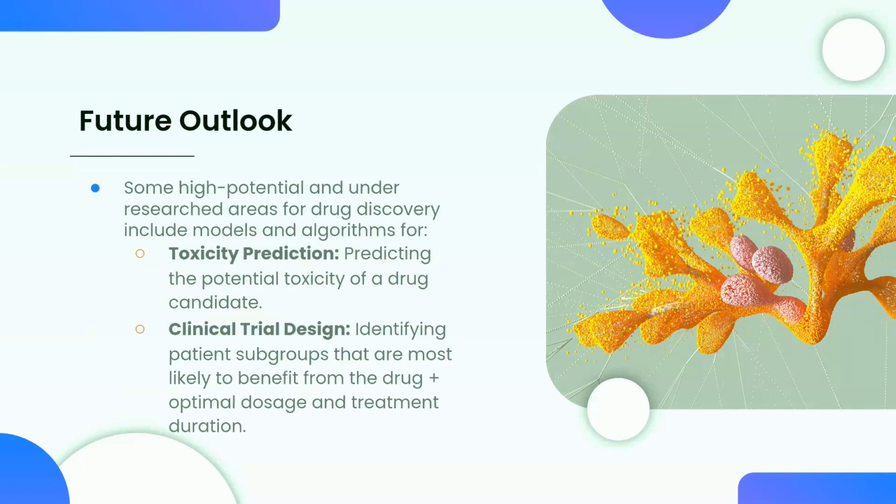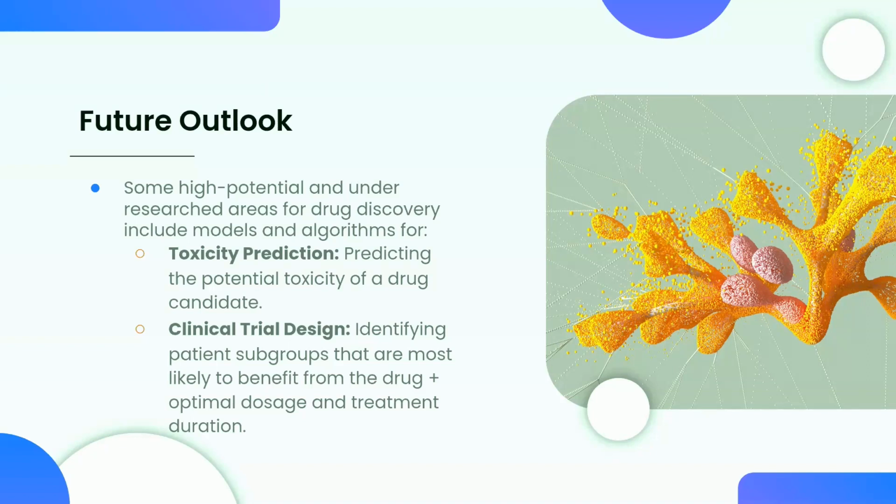and there's still plenty of work. So some of the high potential and under-researched areas for drug discovery, in my opinion at least, is developing models and algorithms for toxicity prediction. So predicting the potential toxicity of a drug candidate. I think this is a somewhat under-researched area, even though there's a lot of work being done in it. I think there's definitely some low hanging fruit.